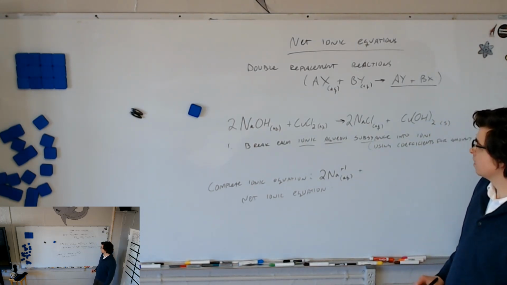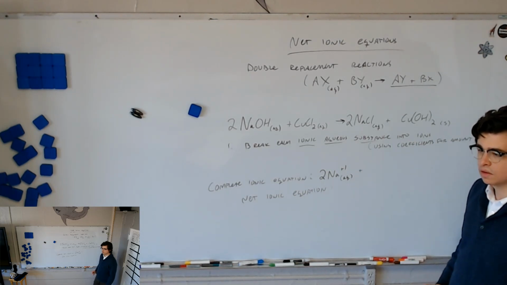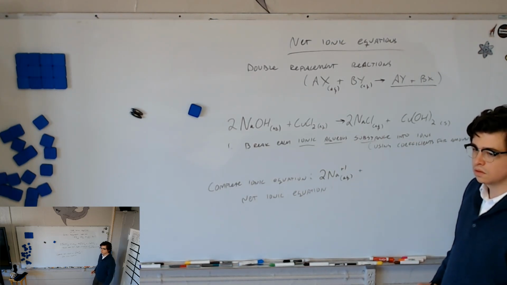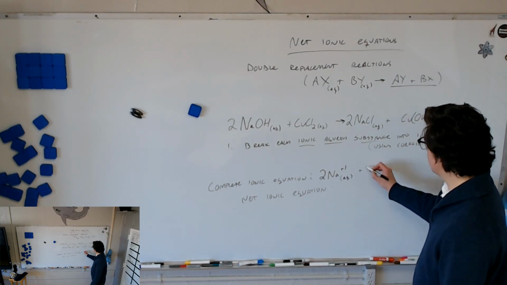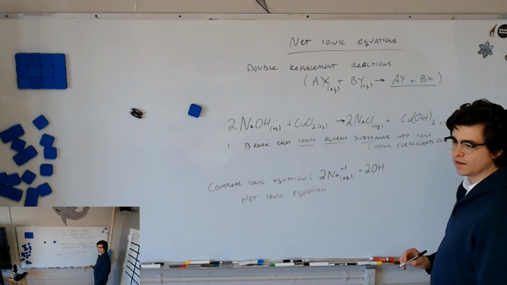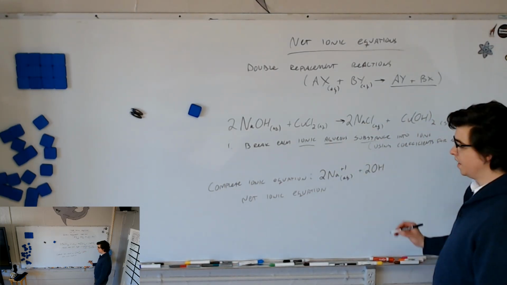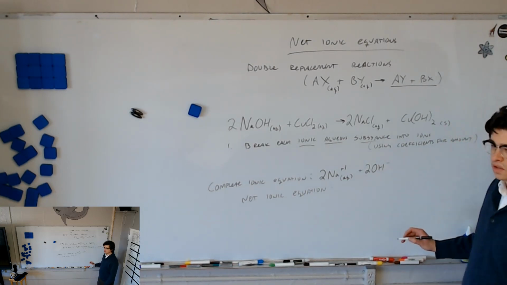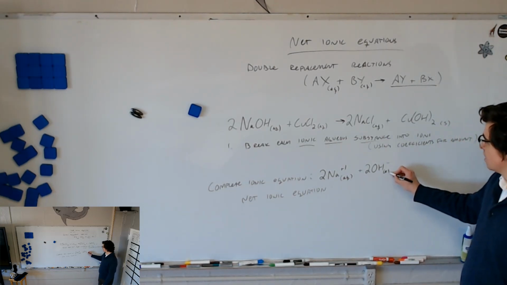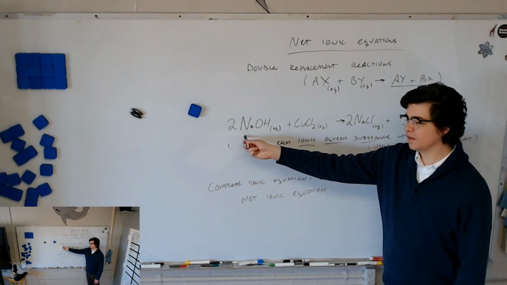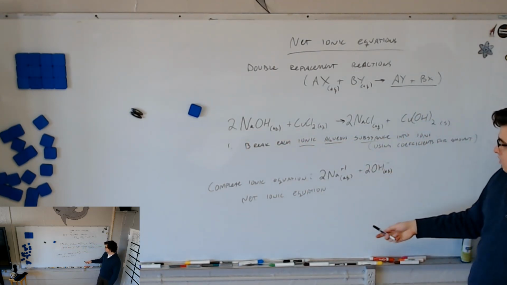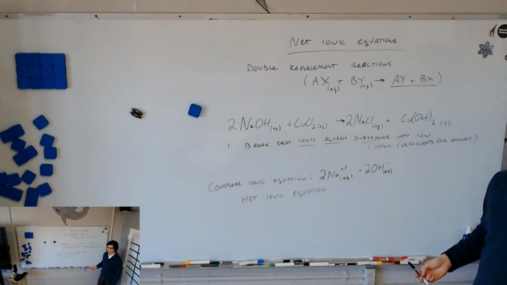Plus, how many hydroxides do we have? 2 OH. What's the charge on the hydroxide? Negative. It's OH minus. And is this an aqueous solution? Yes, because it's still part of the solution. Do you see what we're doing? We broke this thing up into what it's made out of: 2 sodiums and 2 hydroxides. Right? So far, so good.